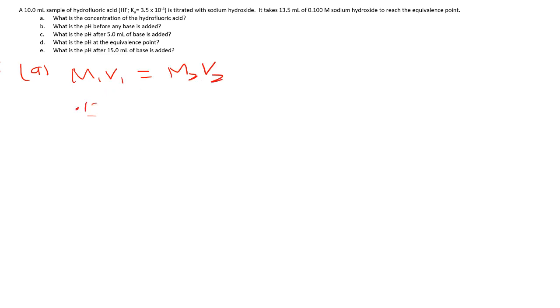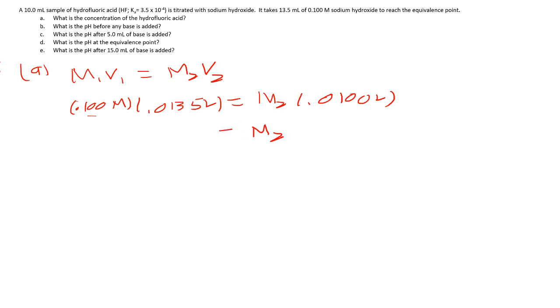So if we plug our values in, we get 0.100 molar of our sodium hydroxide, and the volume of that was 0.0135 liters in the case for this problem. And then we have M2 times, again, our volume. We had a 10 milliliter sample, so 0.0100 liters. So here, we're going to get that M2 is equal to 0.135 molar. Now, that's all we have to worry about for part A. When we get to part B, I'm going to go ahead and clear the slide because it takes a little bit of work, just in case I don't have room.